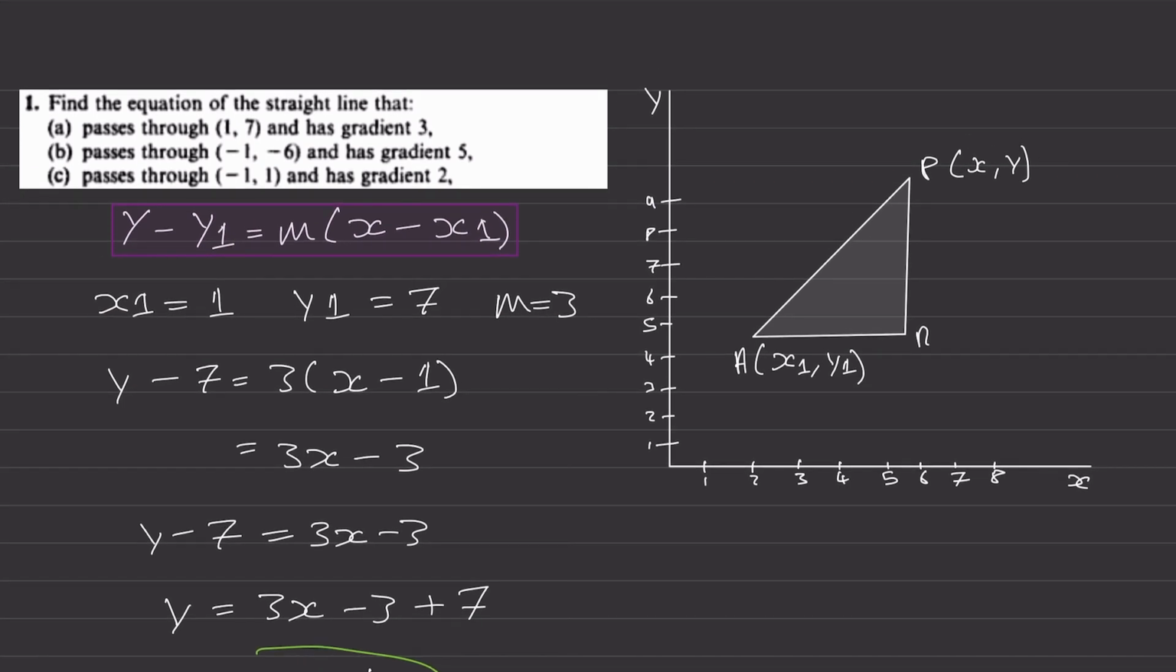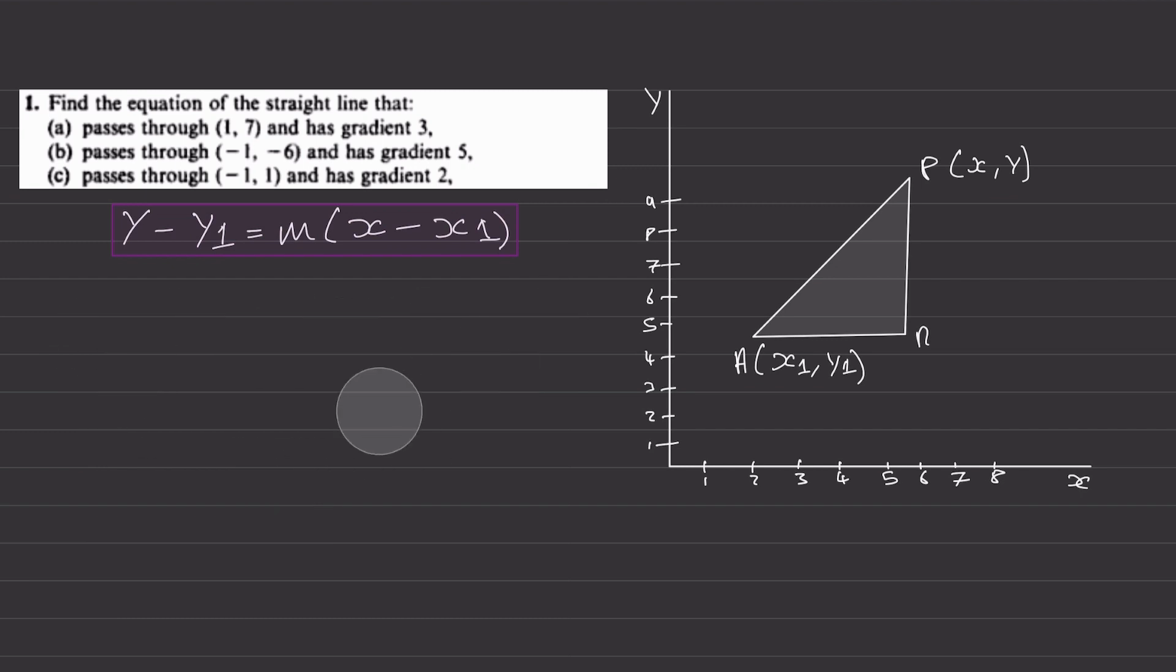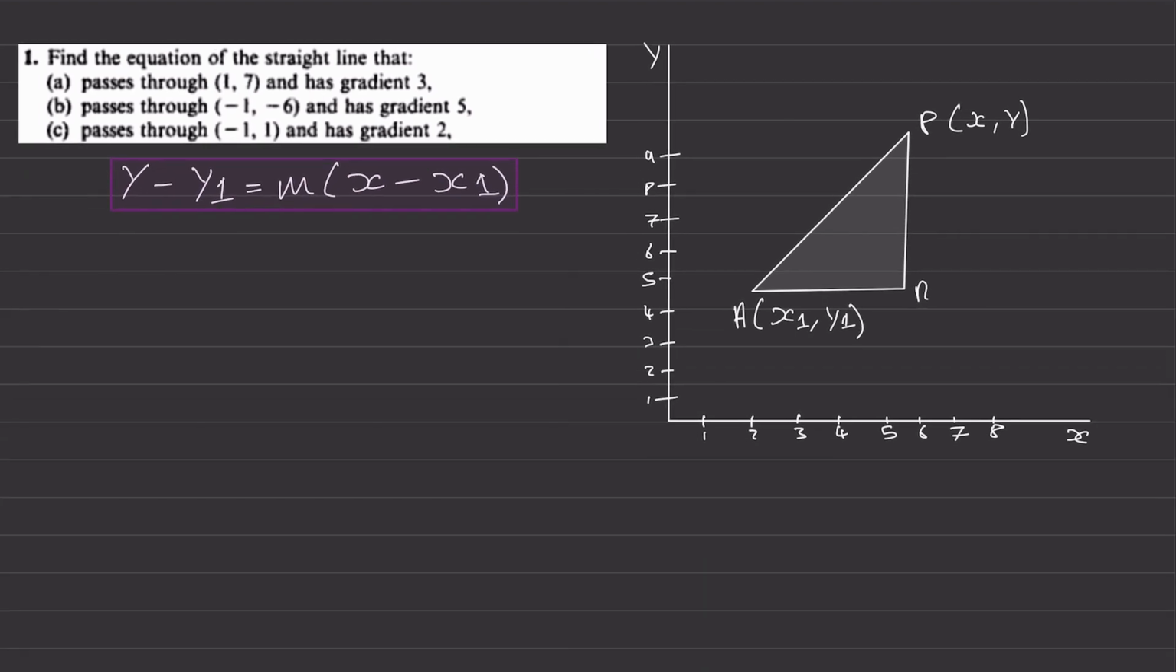Now let's move on to question B. Let me just clean this up. As we did before, we need to label everything. We've got (-1, -6), and it has gradient 5. So -1 will be x1, so x1 is equal to -1, y1 is equal to -6, and our gradient is equal to 5.